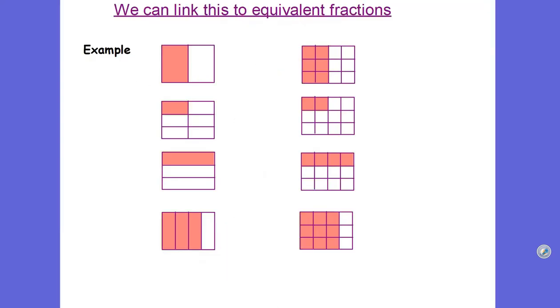Okay, so we can link this to finding equivalent fractions. For example, if I've got this shape here, what fraction have I shaded in of this shape, KJ? Lovely, 1/2. What fraction of this shape have I shaded in, Angel? 6/12. But they're exactly the same area that's been shaded in, so we know that 6/12 and 1/2 must be the same. And these are equivalent fractions, something we've practiced in the past.